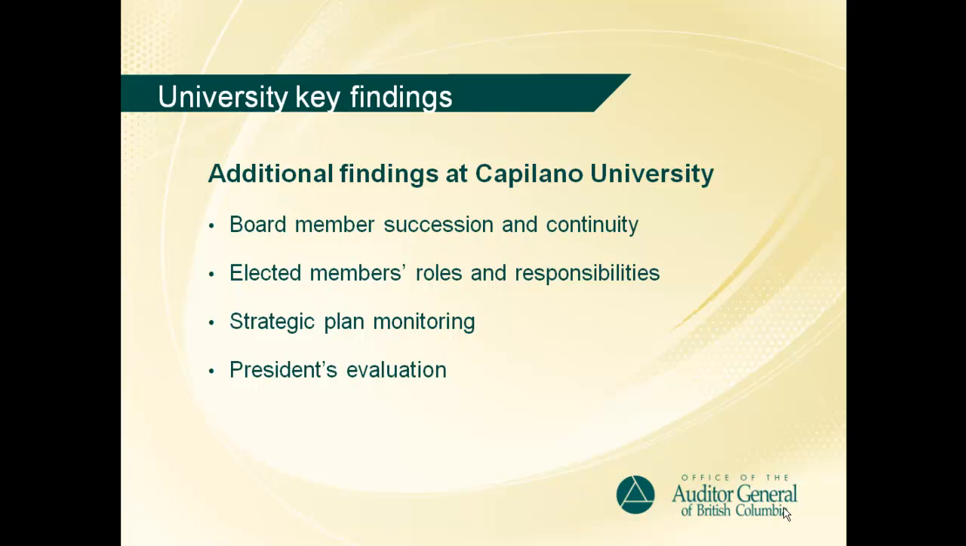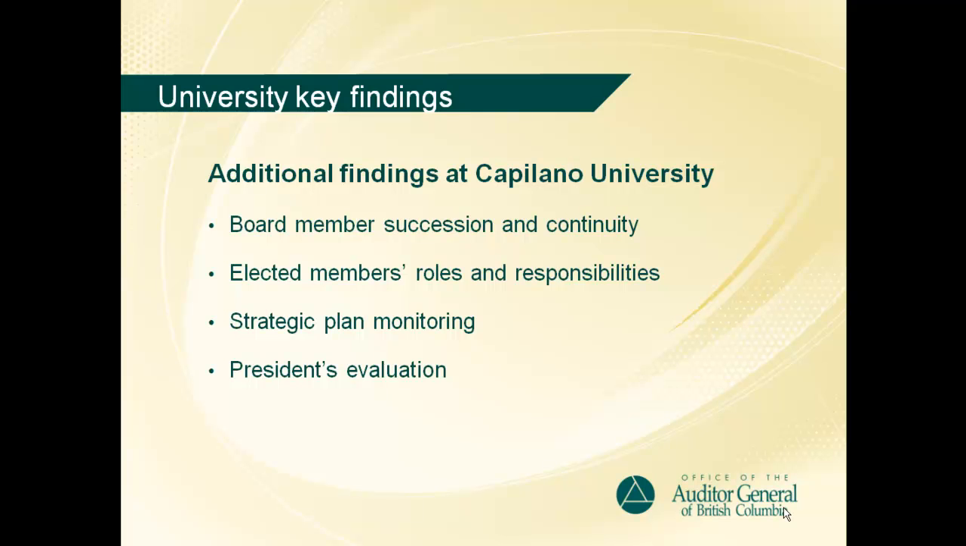Another area for improvement was monitoring of the strategic plan. While goals and strategies for the university are published on the university's website, we found that the board is not monitoring the university's progress towards the achievement of these goals. It is important for boards to fulfill this oversight function to hold management accountable for achieving the goals and strategies set out by the university.